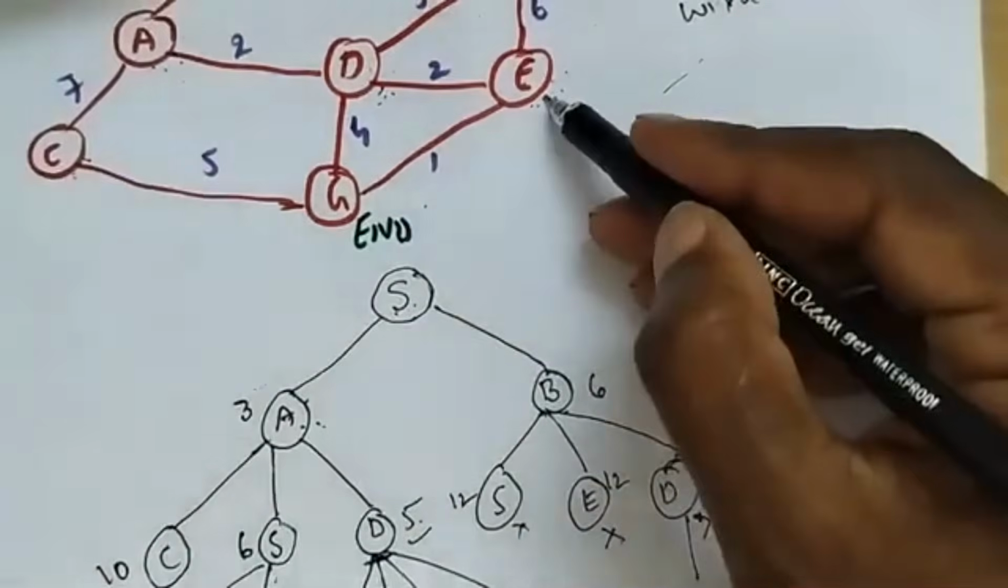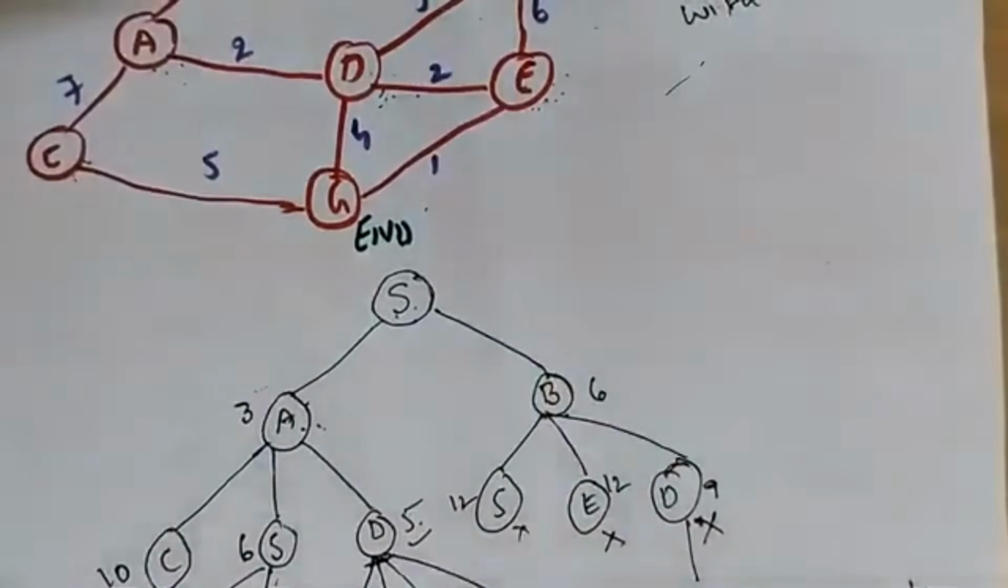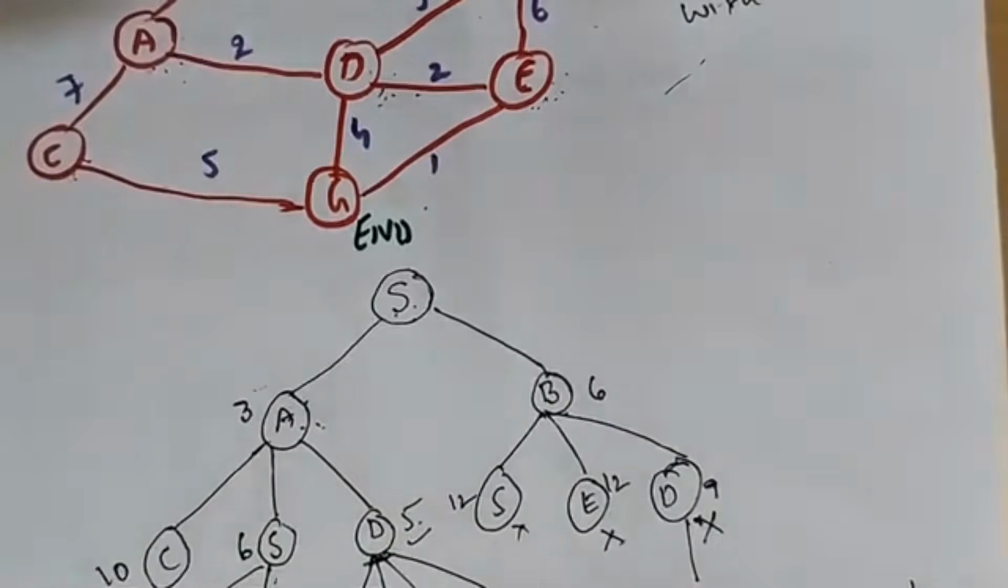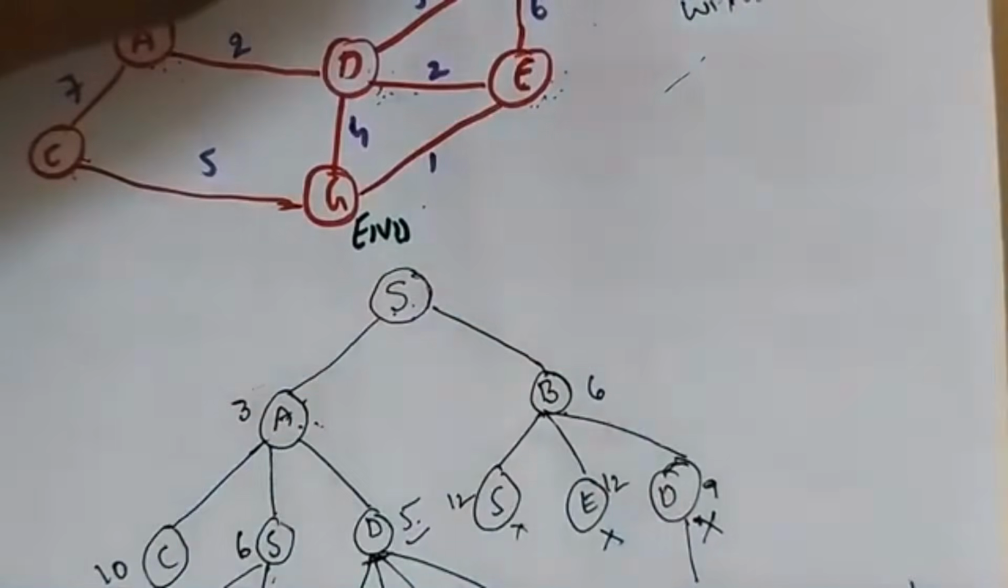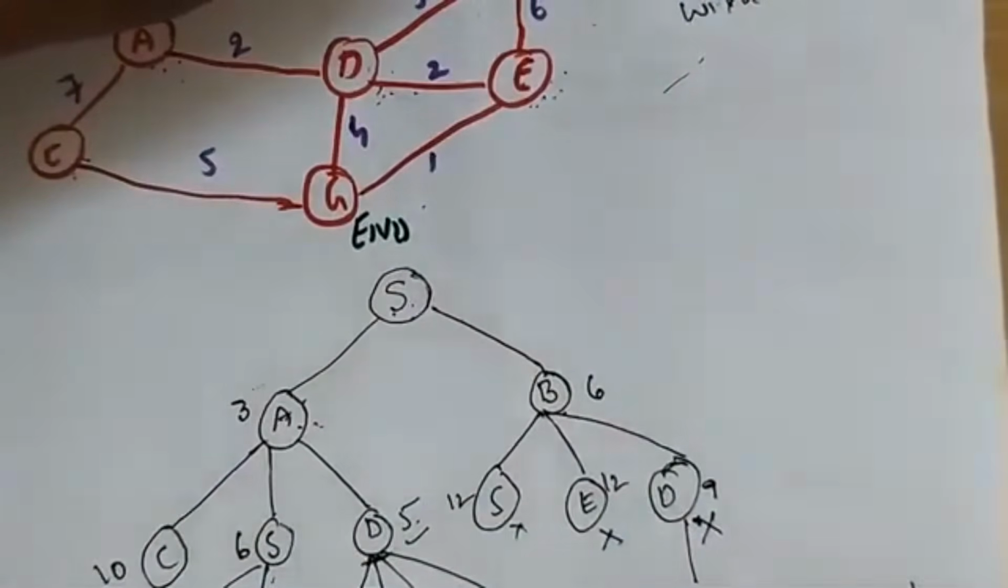Again, E to D. Okay, we have it possible. E to D is 2. So the previous value is 9. If you add 2, it has to be further expanded. So it is also not possible.